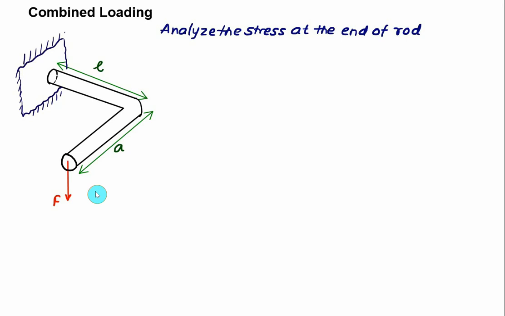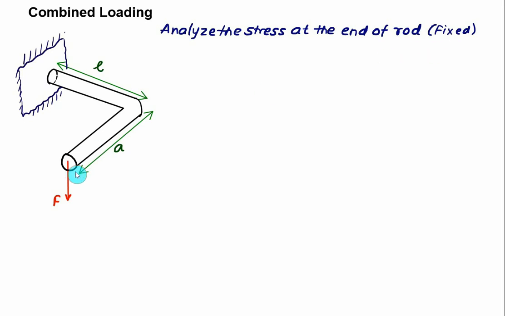So for design purposes, I will consider here an L-shaped rod which is fixed at the wall, and the length protruding from the wall is equal to L, and the perpendicular length is equal to A. At the free end, we are applying a force equal to F. We want to analyze at the fixed end what is the state of stress and which one is the critical section. So the objective here is to analyze the state of stress at the fixed end of the rod.